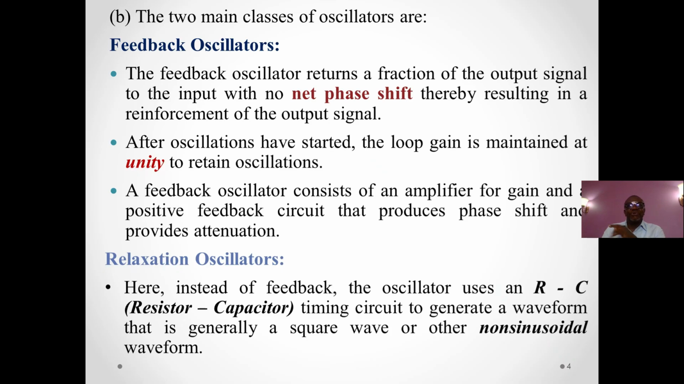Now we have two classes of these oscillators. One is the ones that use feedback circuits, and the other one is called the relaxation oscillators. Now, the one with feedback circuit returns a fraction of the output signal to the input with no net phase shift, thereby resulting in a reinforcement of the output signal.